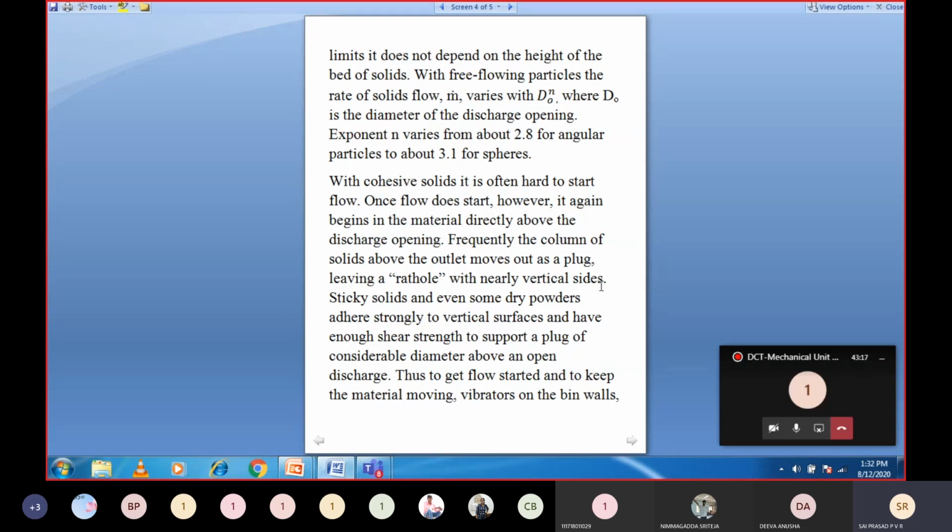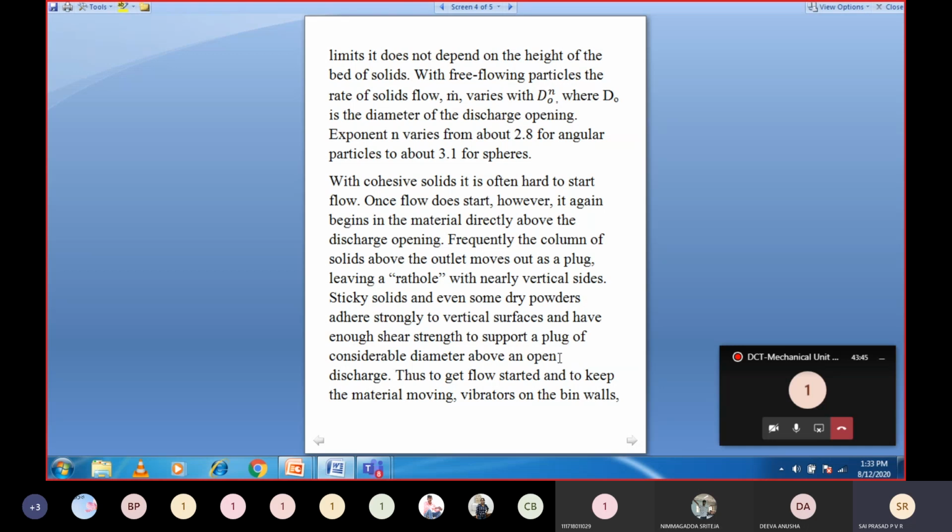With nearly vertical sides, sticky solids and even some dry powders adhere strongly to the vertical surfaces and have enough shear strength to support the plug considerably above the diameter of the discharge opening. So once you open the bottom wall, the solids will come out. A cylindrical part will come out, and then afterwards flow will not come. Why? Because of the force or the material's nature to stick to one another. Because of it, what will happen?